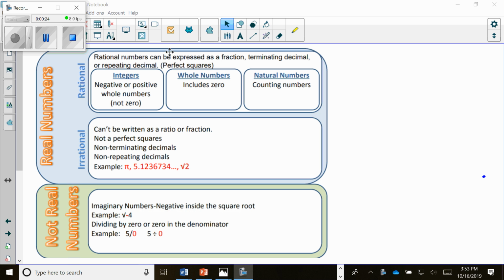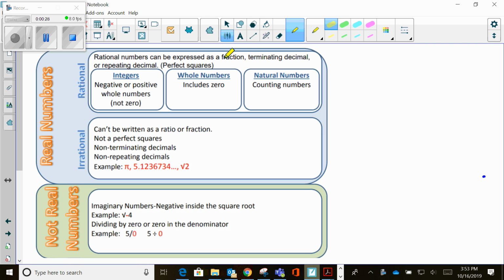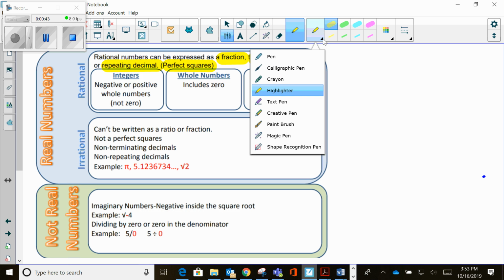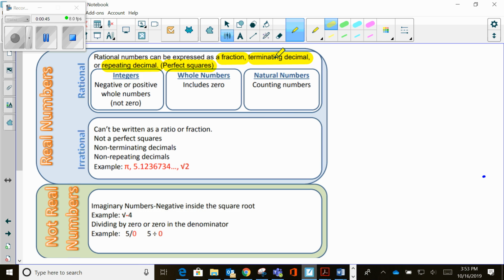numbers. Rational numbers are the numbers that can be expressed as a fraction, a terminating decimal, and a repeating decimal. They can also be perfect squares. So let's look at some of that vocabulary and make sure that we understand what we're talking about in terms of what it means. So when I'm looking at a fraction, we're talking about a number that can be written as A over B in fraction form.